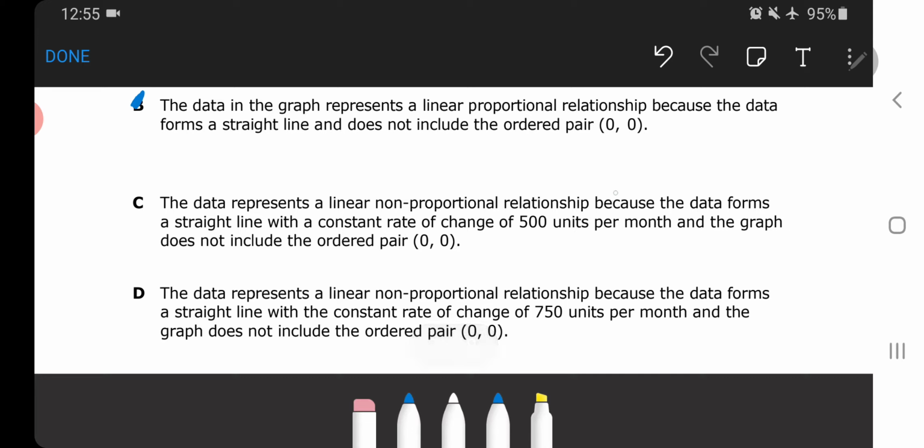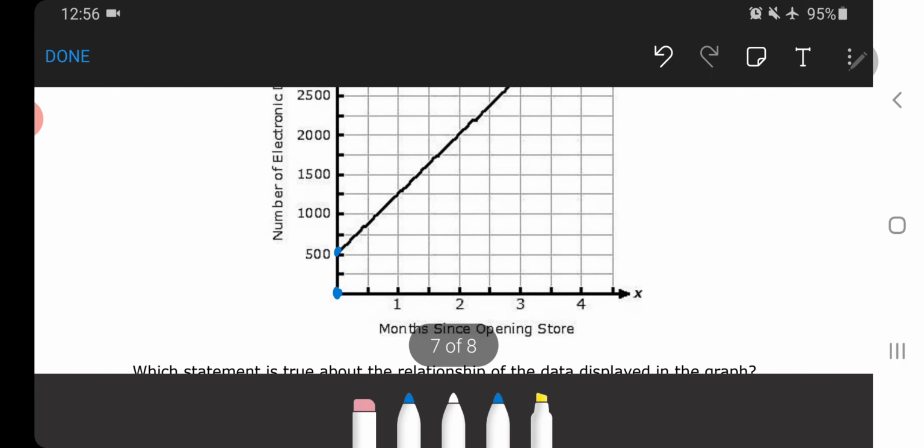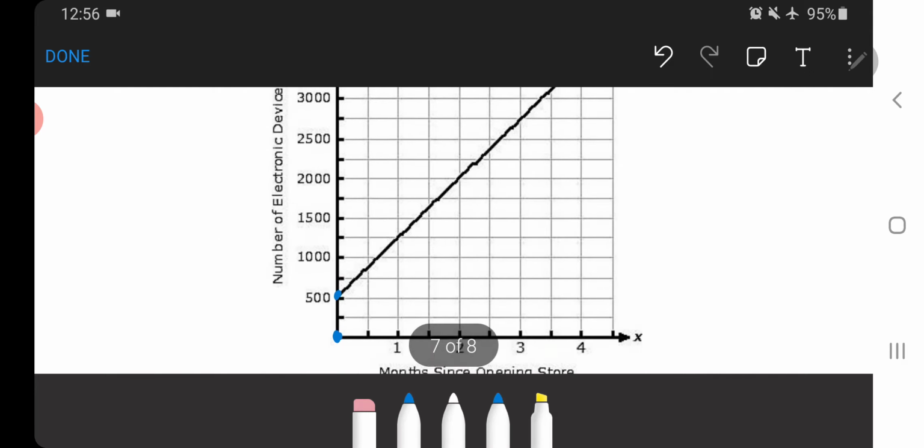C says, because the data forms a straight line with a constant rate of change of 500 units per month, and the graph does not include the ordered pair 0, 0, which is correct. D says the data represents a linear non-proportional relationship because the data forms a straight line with a constant rate of change of 750 units per month, and the graph does not include the ordered pair 0, 0. So the difference between C and D is the constant rate of change, or our slope. Let's go back to our graph and see if we can figure out what our slope is, or our constant rate of change.